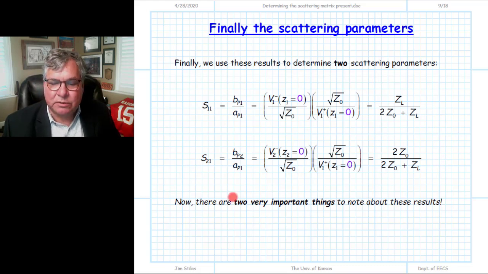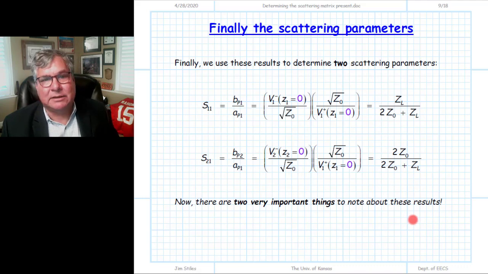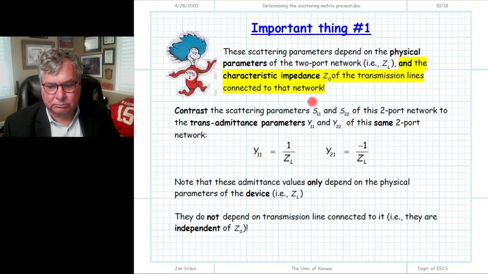All right, so there are two very important things to note about these results. The first very important thing to keep in mind is what I alluded to in the previous slide, that the results depend on the load impedance ZL and the characteristic impedance Z0 of the transmission lines.